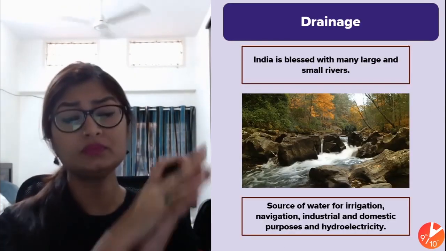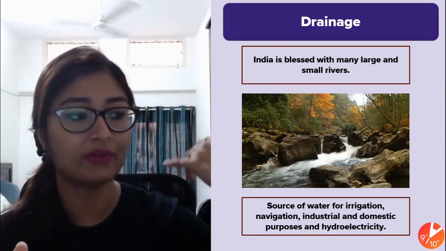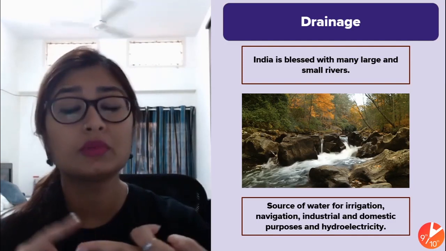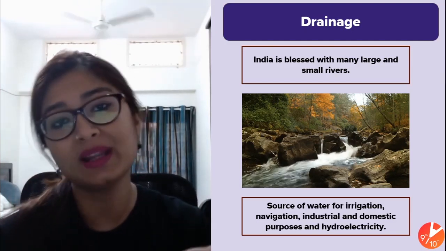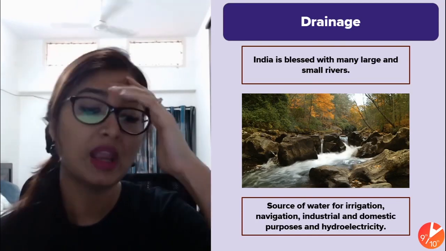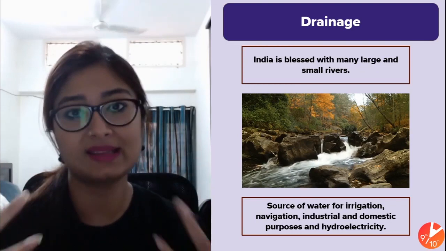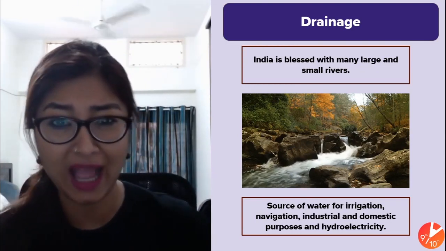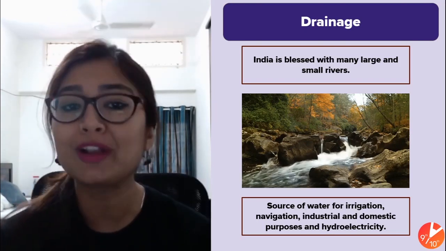Okay. Now let's move. So we are done with the physical divisions of India. We have covered mountains, plains, plateaus, the coastal plains, and the islands as well. Let's talk about the drainage system now. It doesn't mean the same as it sounds. Drainage doesn't mean the disposal of dirty water, but the drainage system actually means the river system of the country.